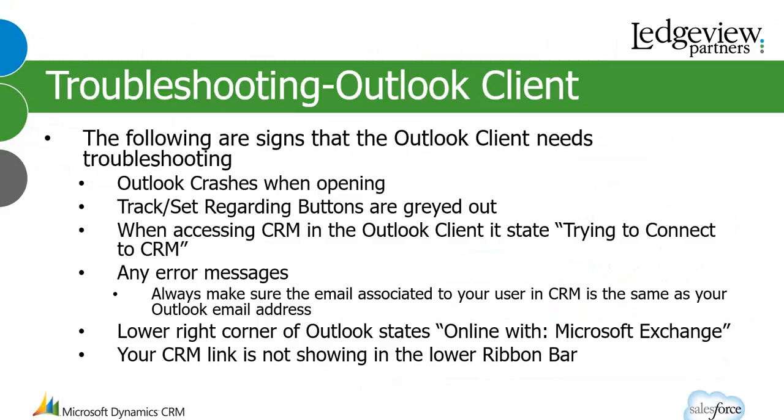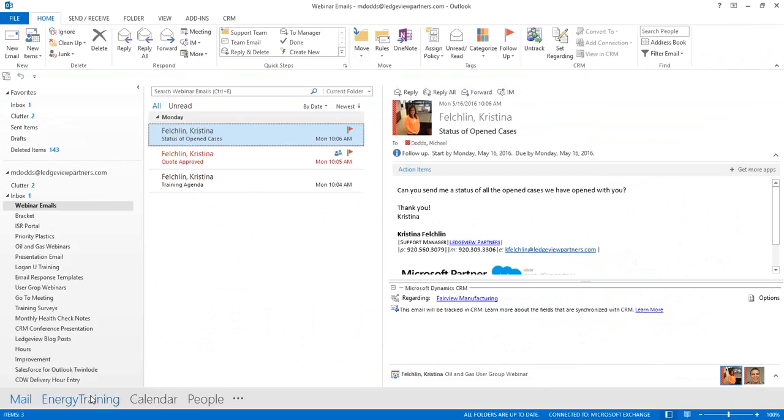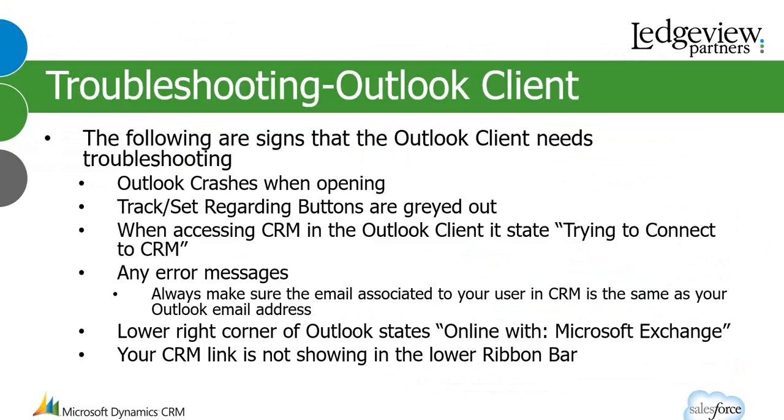The other one is if your CRM link is not showing in the lower ribbon bar. So if Energy Training right here wasn't showing, so let's say JB Doer, if JB Doer is not showing, then you're not going to be able to see that information there. And that means your CRM is not functioning correctly.